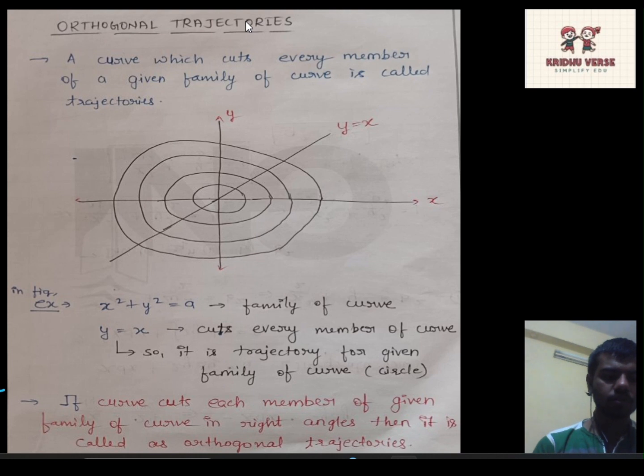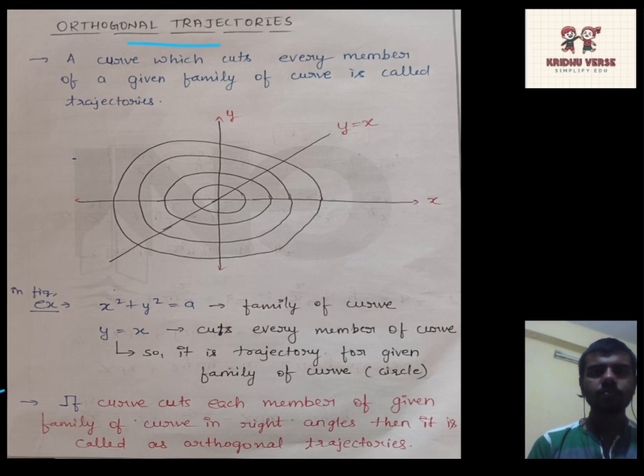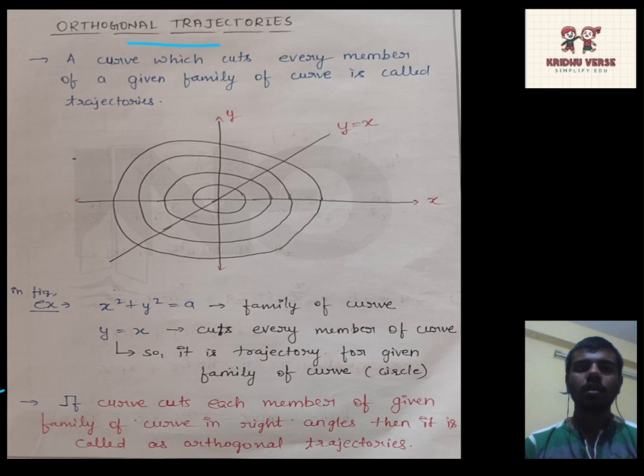Today we are going to read orthogonal trajectory. Orthogonal trajectory means what? Firstly, understand the word trajectory. Trajectory means a curve which cuts every member of a given family of curves.